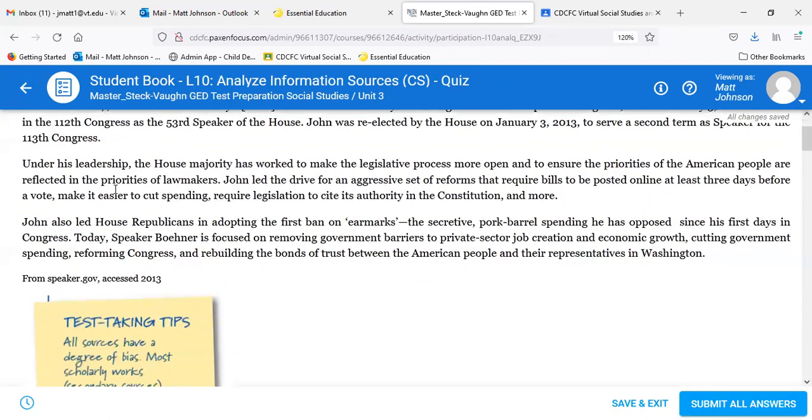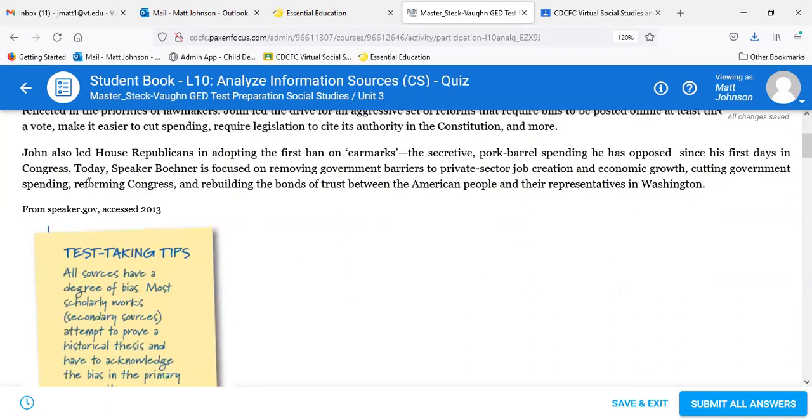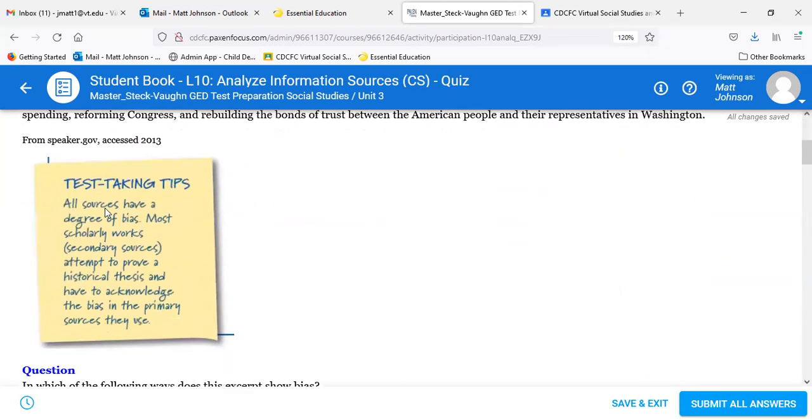Okay, so our little bit on Mr. Boehner here again, and our test taking tips. So all sources have a degree of bias, just like we were talking about. Most scholarly works, secondary sources like the history books and everything, attempt to prove a historical thesis and have to acknowledge the bias in the primary sources they use.